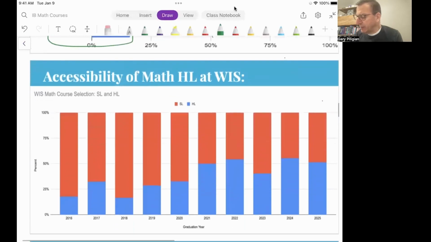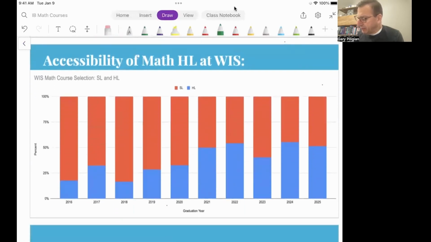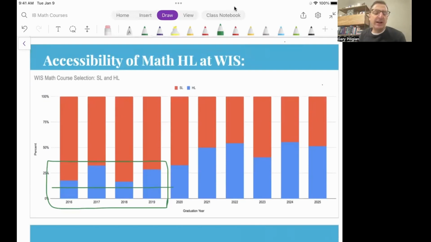Now, if you look at WIS, in this period, when the rest of the world was taking higher level math somewhere around that green line, we were still normally above average compared to the world. And that's not surprising because WIS is a pretty competitive school and our students have always done better than the world average, right? But look what happened at WIS after the change was made.